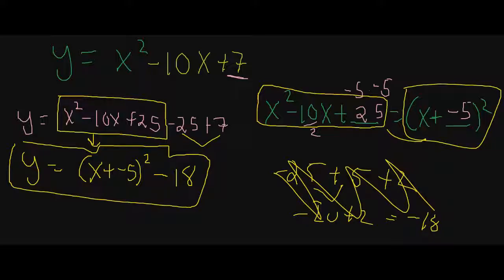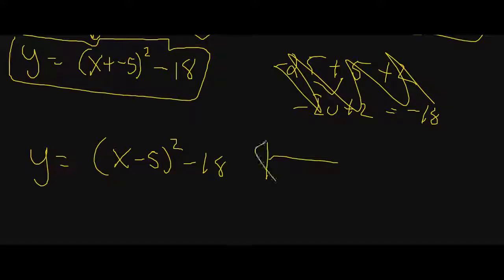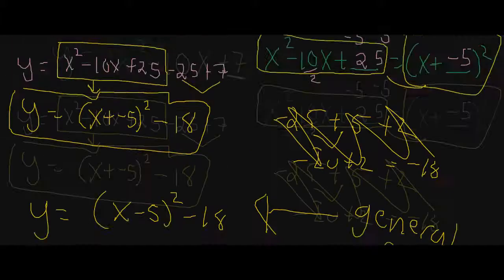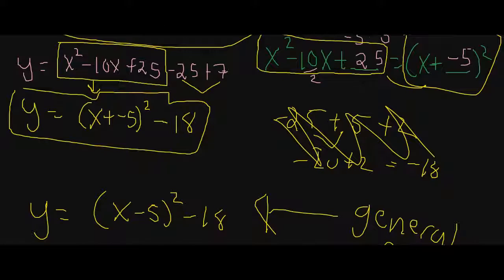Now, if you want to, I recommend you take this here, y is equal to, we could just write it as x minus 5 squared minus 18. I recommend you, just like before, convert this into general form. Go back to general form again, and you'll be surprised to see that you're going to get right back to the equation we started with.